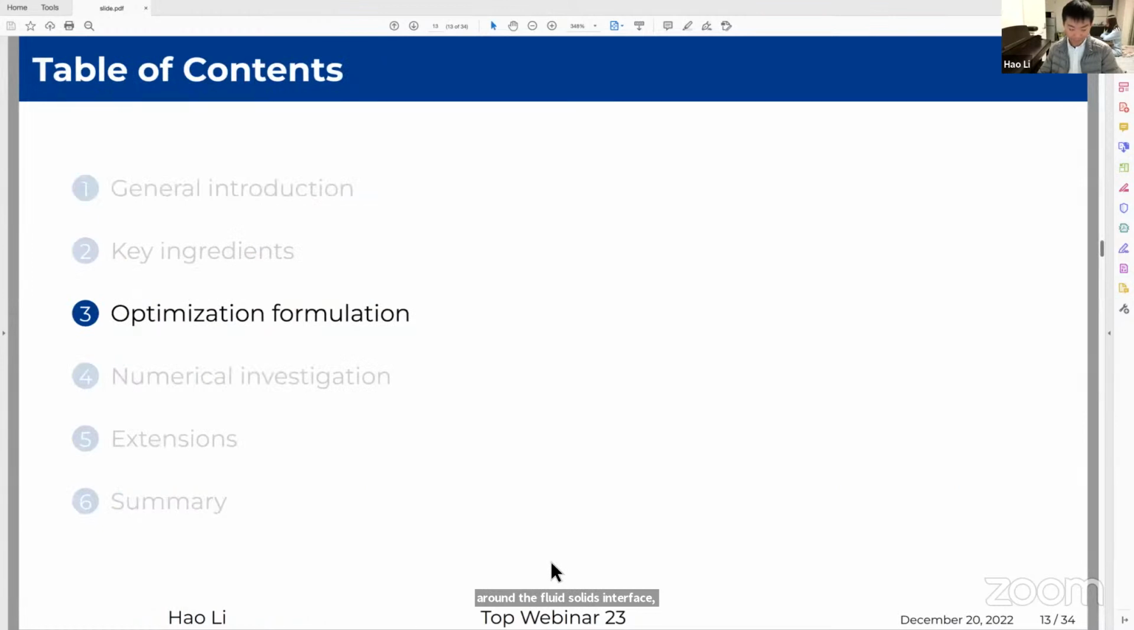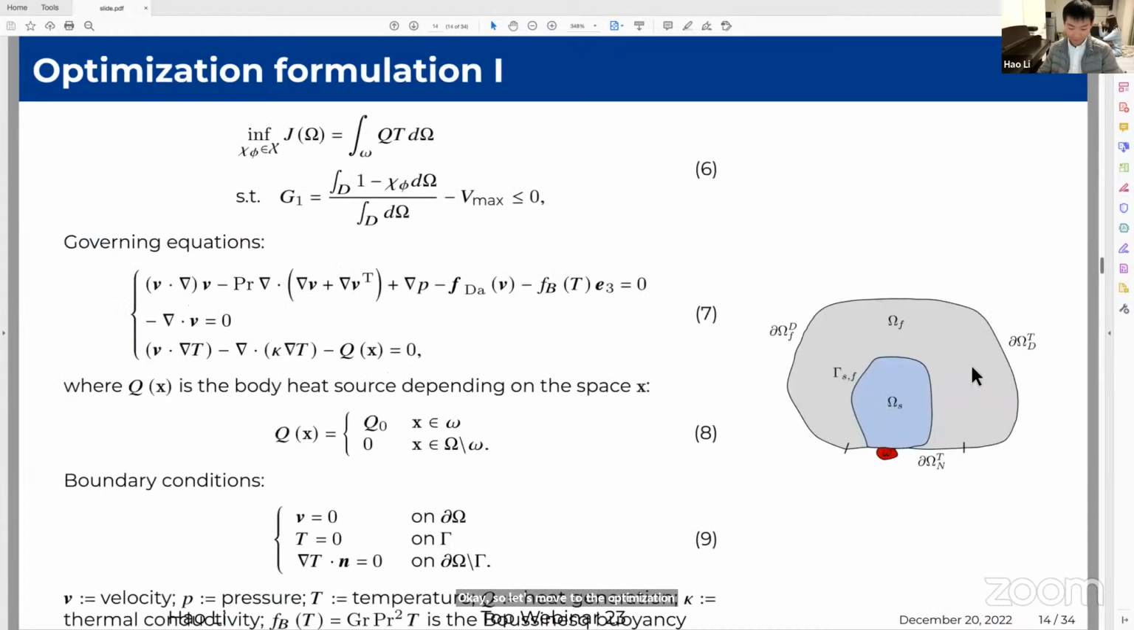Okay, so let's move to the optimization formulation. Let us consider a cavity here in which we have a heat source in red. The blue domain is the solid region, which is the heat sink design space. The surrounding air is the coolant. We intend to design a compact heat sink structure that can facilitate the natural convection around the heat sink. The governing equation here is the Navier-Stokes, which is strongly coupled with the energy equation through the Boussinesq approximation.